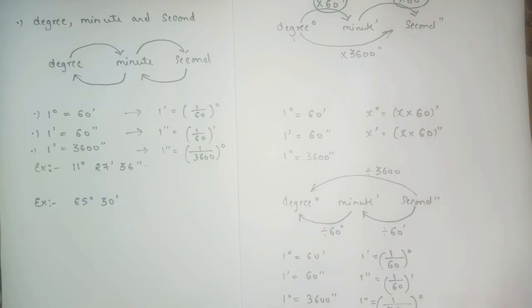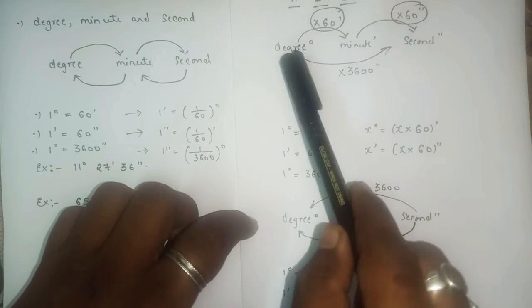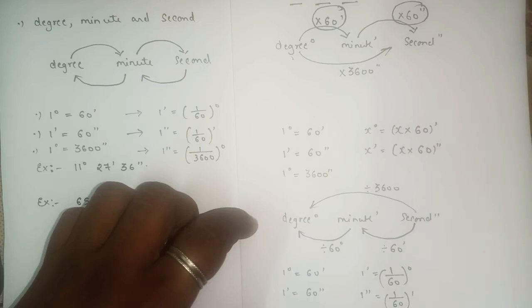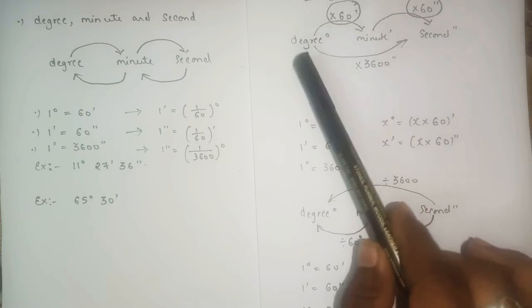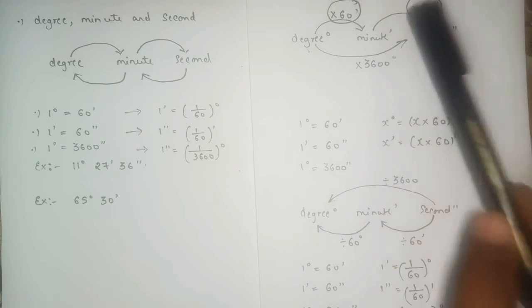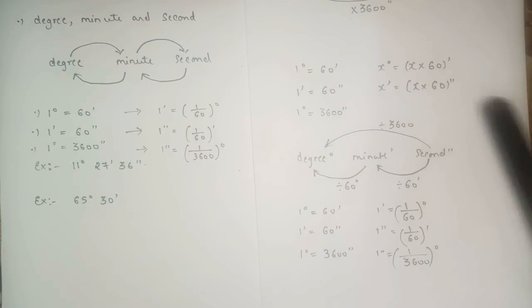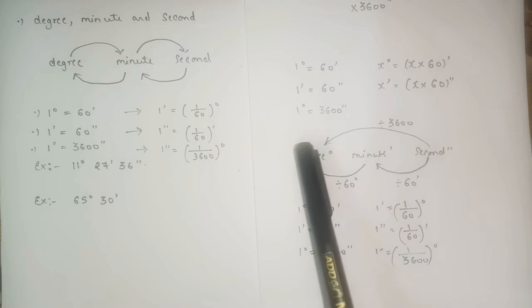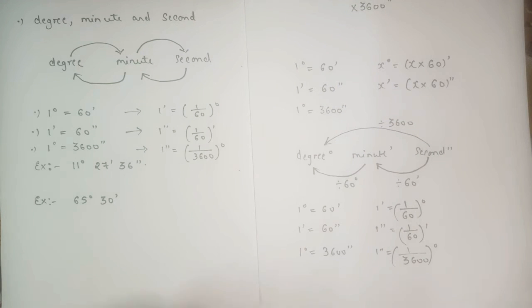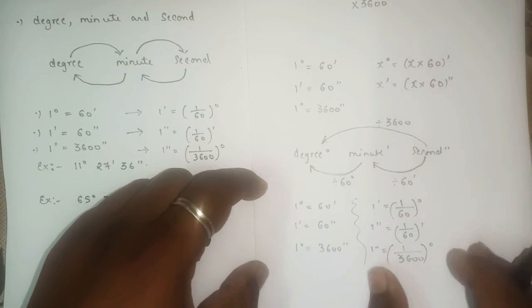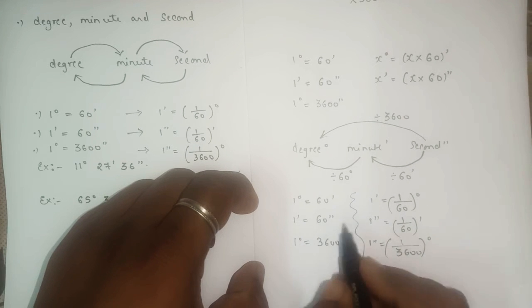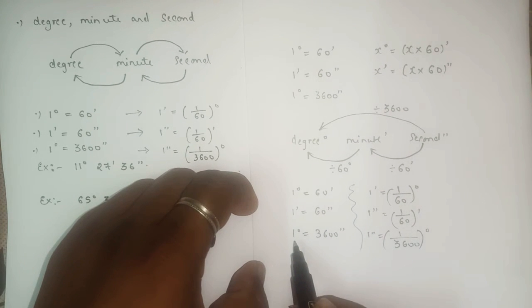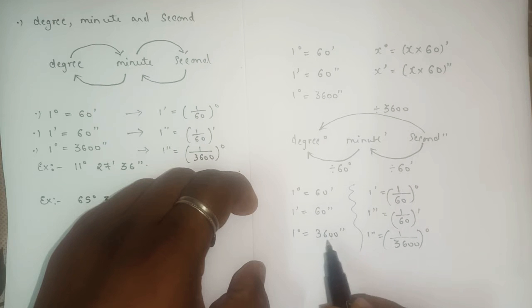So you must know how the conversion goes from degree to minute and minute to second, and when it comes back, what the relation is. In simple language, when we convert degree to minute and minute to second, there is a multiplication process, and when it comes back, second to minute and minute to degree, there is a division process. So these two parts you have to remember. 1 degree is equal to 60 minute, 1 minute is equal to 60 second, and 1 degree, if you want to convert directly to second, it will be 3600.